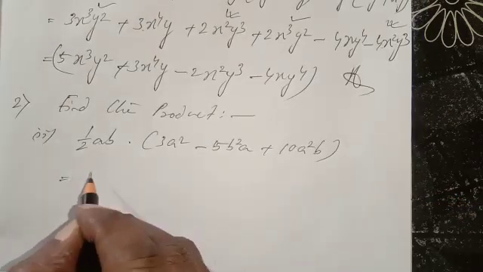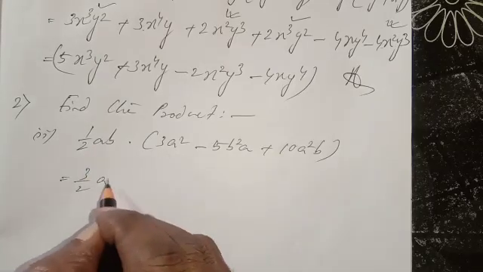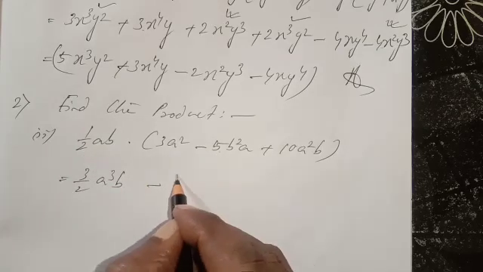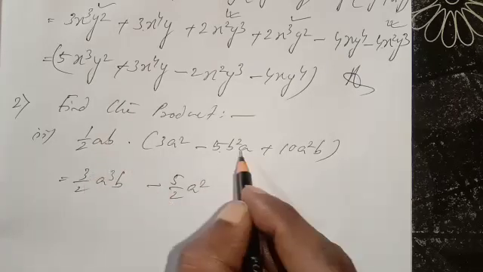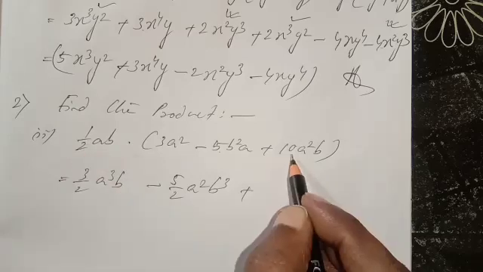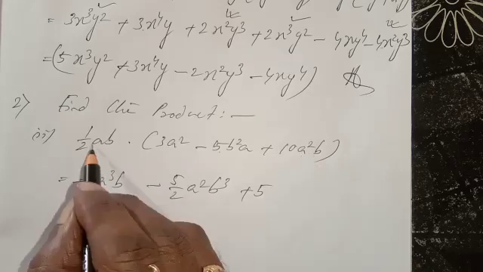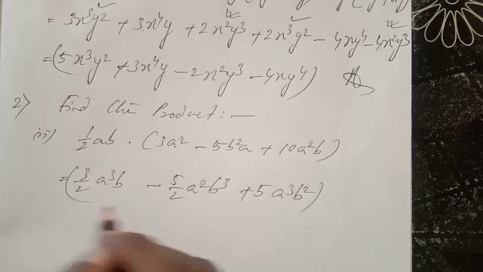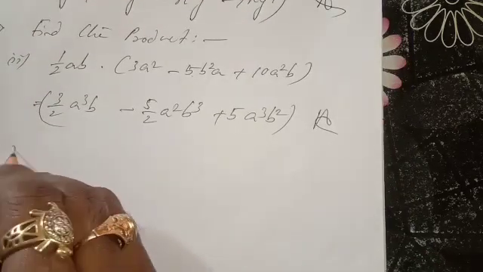This is ab by 2 into 3, that means 3 by 2 a into a square, that is a cube b. Next, second part, half ab minus 5, that is minus 5 by 2 a into a, that is a square, b into b square, that will be b cube. Next plus 1 by 2 into 10, that is 5. 5 a square a means a cube, b square, and this is the result. Number 2, second part.